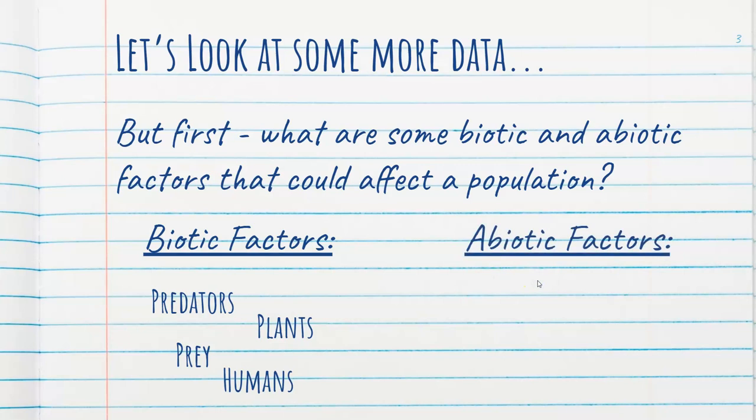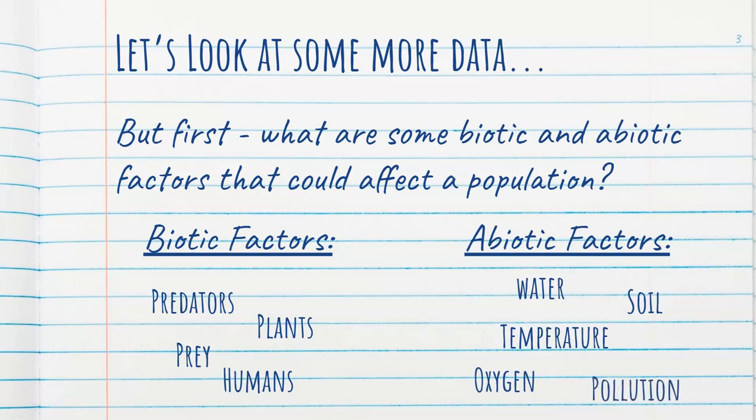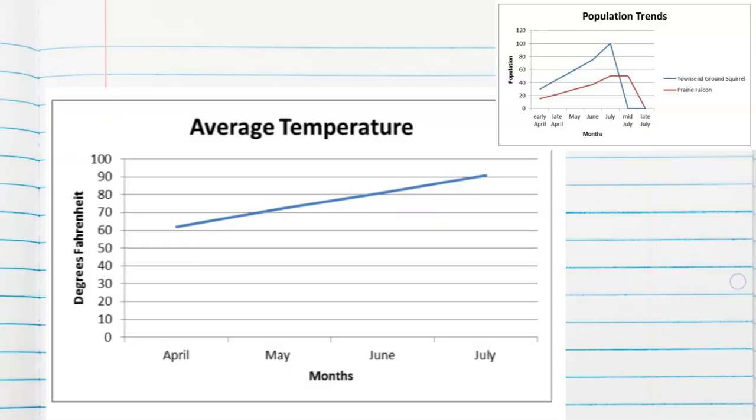And then we also have our abiotic factors, which are non-living things that could be affecting these populations, like water availability. Is there enough water? Soil, is there something going on with the soil where maybe plants can't grow and then there's less food? Is the temperature changing? Is that having an effect on the populations? Is there less oxygen, more oxygen? Is there some type of pollution? So there are more than just these biotic and abiotic factors, but you could be thinking about these. These might give you a little idea to come up with a hypothesis about what's happening to our squirrel and falcon population. But like I said, we're going to look at some more data. So let's do that right now.